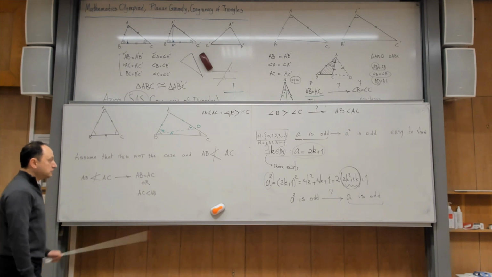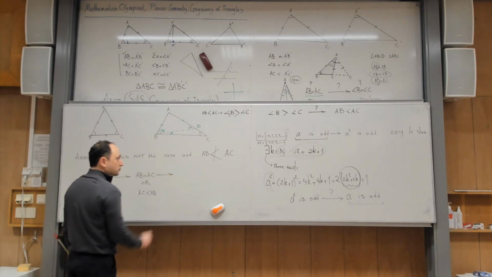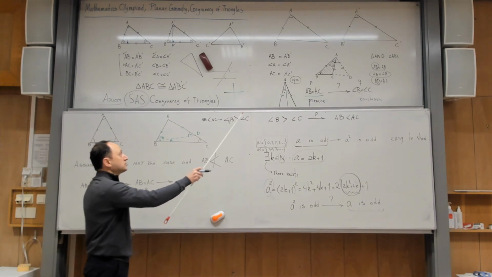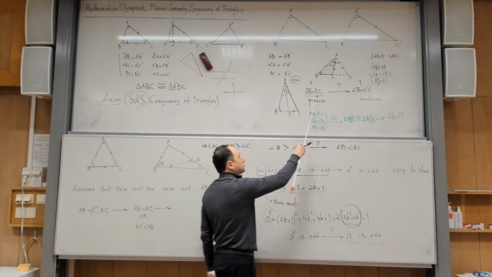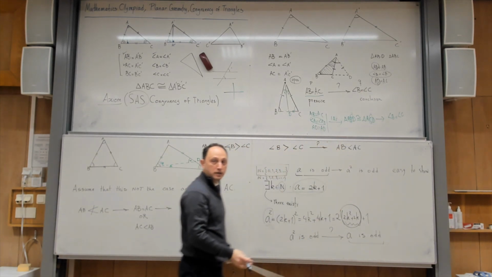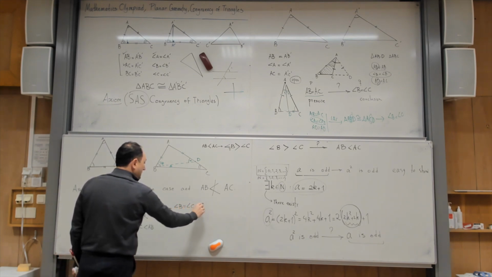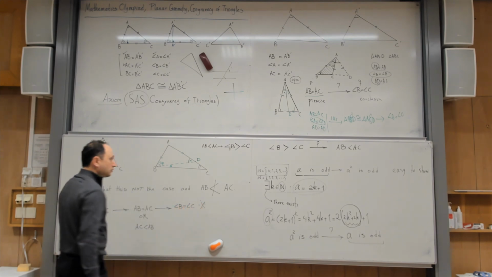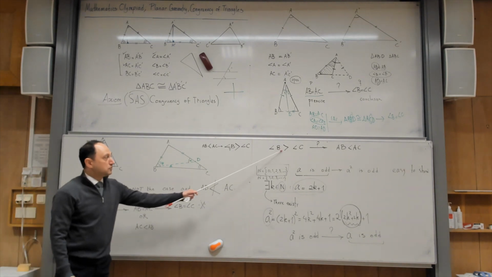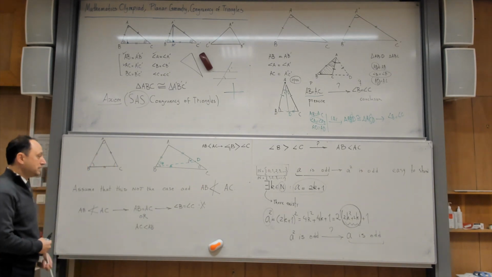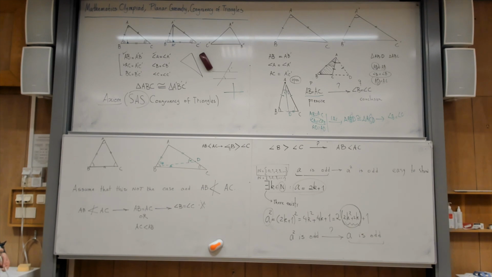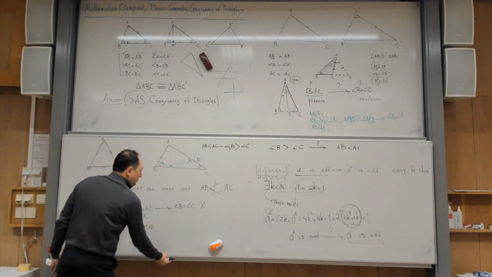But if this one is true, what is the consequence of this one? This is still on the board, yes? If AB is equal to AC, this angle should be the same. Yes, so this means that angle B is equal to angle C. But this is a contradiction. With what? With my assumption. What is my assumption? My assumption is that angle B is greater than angle C.